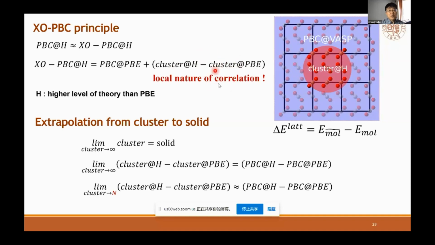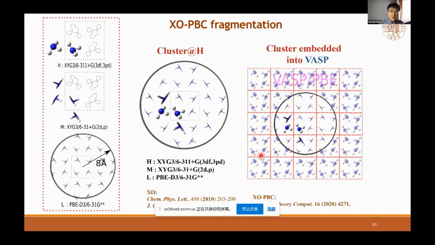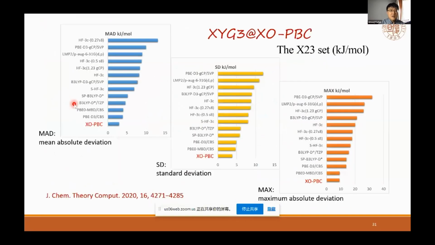So take advantage of the local nature of the correlation. This is an example of how we can do molecular crystal calculation. We can do PBE calculation with VASP, and then we can do the XYG3 calculations for the dimers, trimers and tetramers, and then add them together. In this way, we gain accuracy and efficiency.